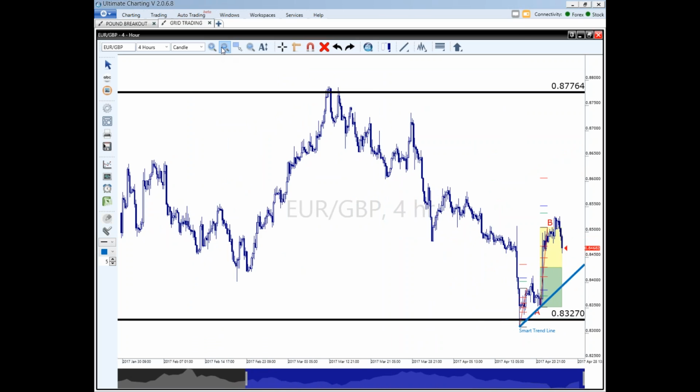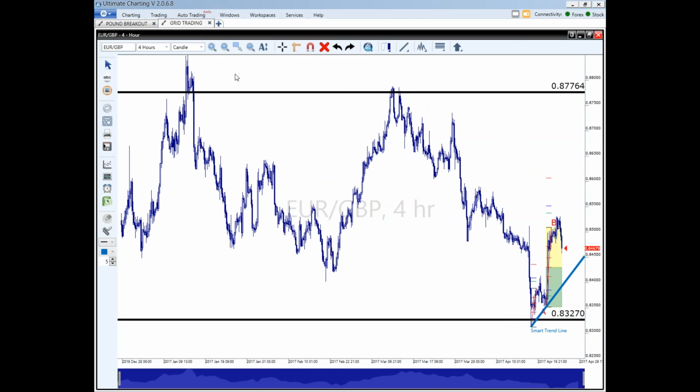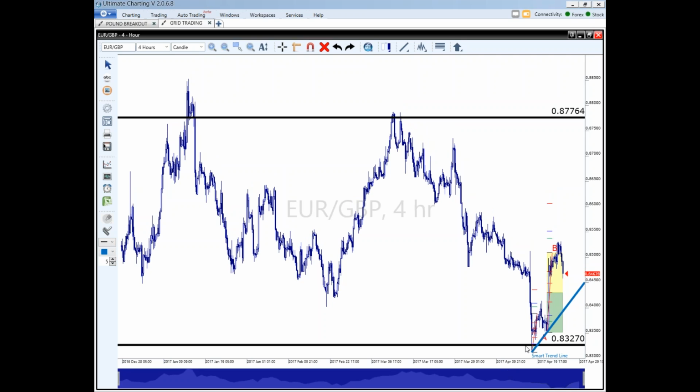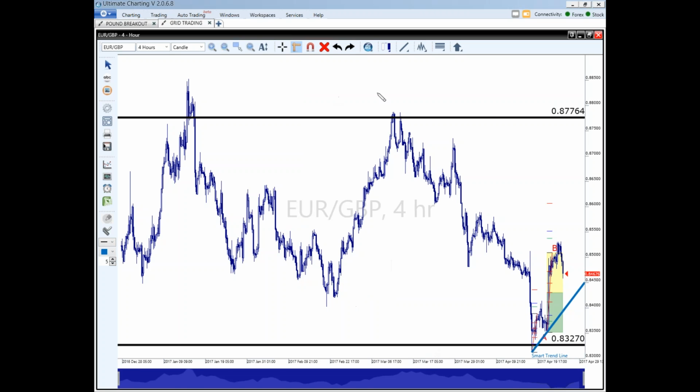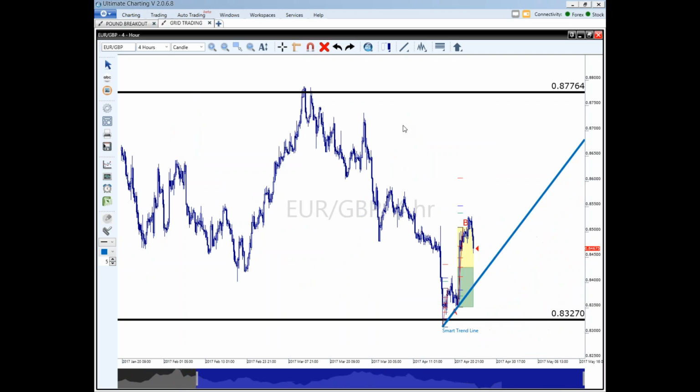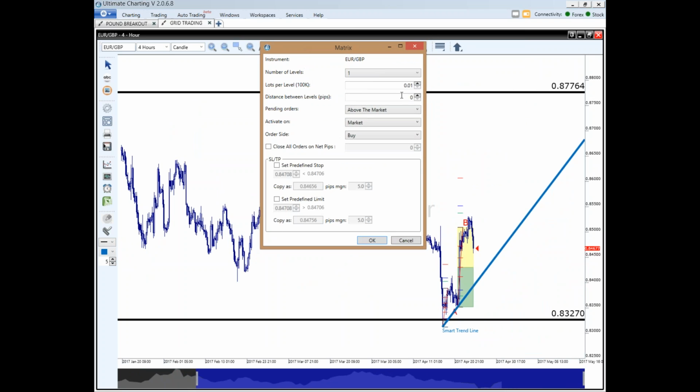So on the 4-hour time frame, if we compress our charts, this would be the highest point up here. This is the lowest point down here, so let's measure it. And that's about 544 pips. So we take 544 times 3, divide that by 2, divide that by 10, 81 pip levels. 81 pip levels for this grid. Excuse me. So we go ahead here and into the matrix. Distance between levels is 81 pips. All right, just to make sure. Yep, 81 pips.